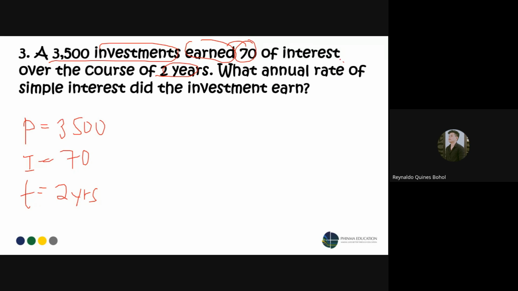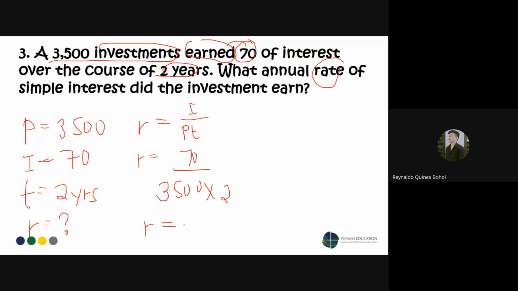And what annual rate? So we're looking for the rate here. The formula of the rate is I all over PT, because R is what we're looking for. So I here is 70 all over 3,500 multiplied by 2 years. So the rate is 0.01, or 1%. Your answer should be in percent, 1%.